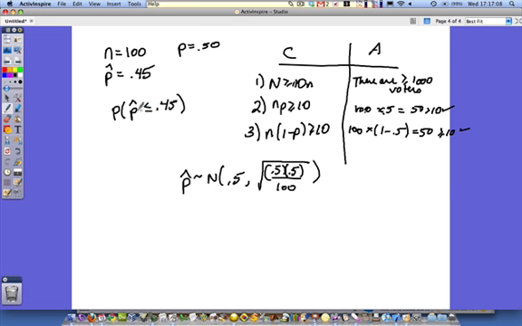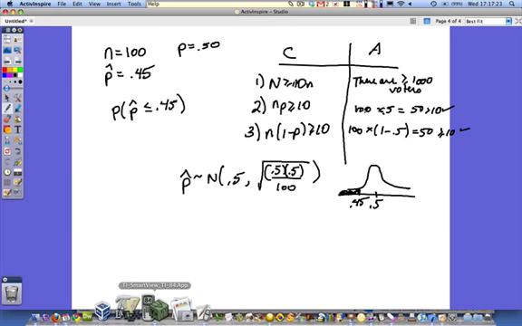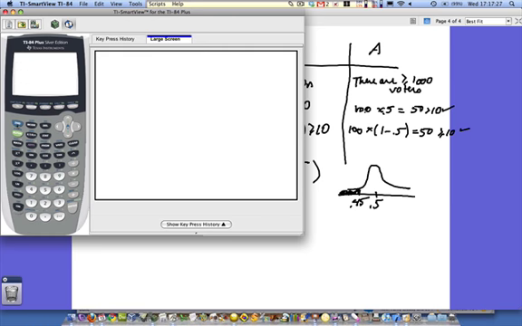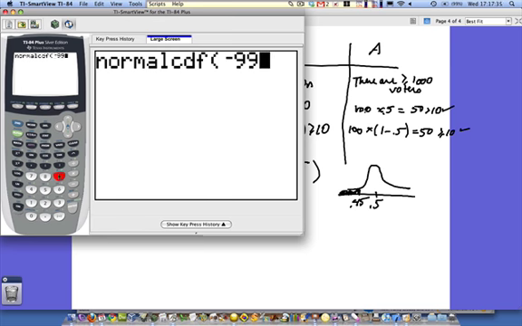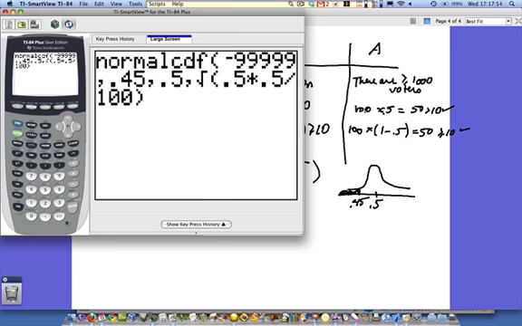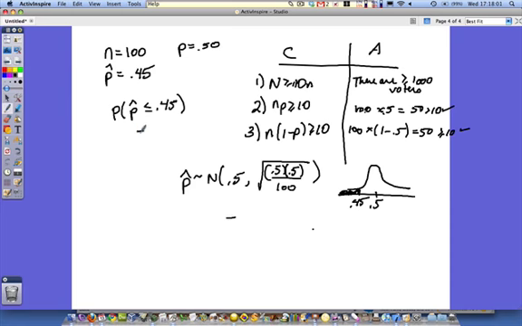Now we can figure out what the probability is. There's our probability statement. Our picture looks like this, centered at 0.5. We're interested in a sample proportion of 45% or less. So we go to the calculator, clear that out, and use normal CDF. Our lower bound is a negative big number. Our upper bound is 0.45. Our mean is 0.5, and our standard deviation is the square root of 0.5 times 0.5 divided by 100. Our probability ends up being, let's see, 1587.